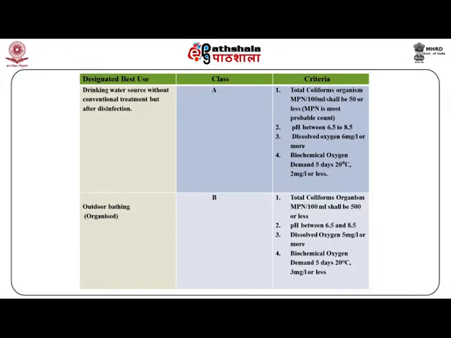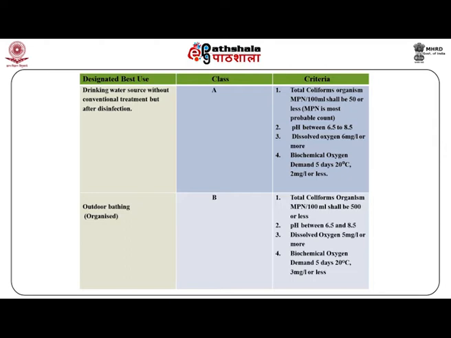And the next table, as you see here, discusses the designated best uses of water, and the source is the Central Pollution Control Board. Now you can see here it is divided into the designated best use, the class and the criteria. Now let us discuss each designated best use separately.